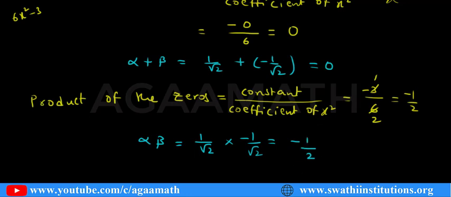This is how we verify the relation between the zeros and coefficients of a quadratic polynomial. In the next video we will learn how to verify the relation between the zeros and coefficients of a cubic polynomial.